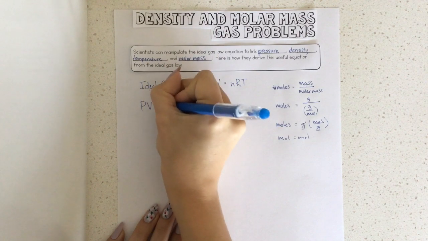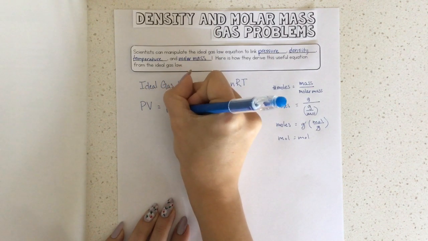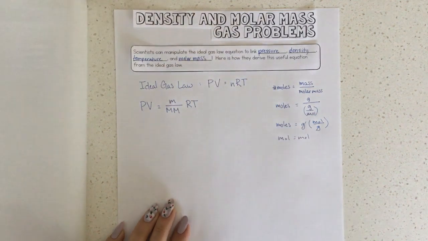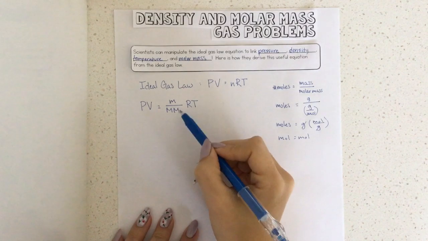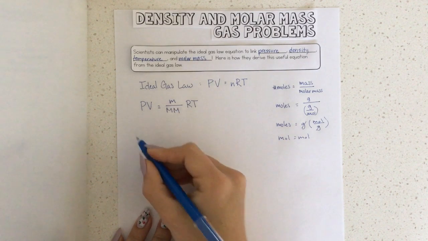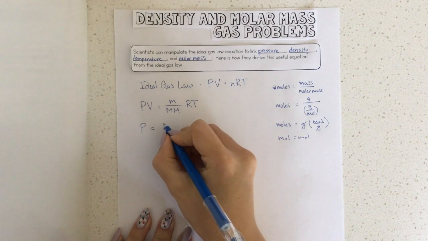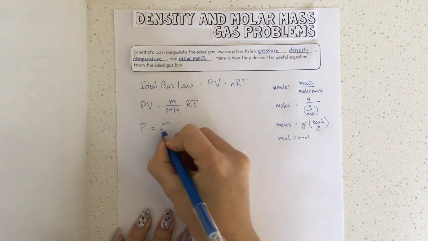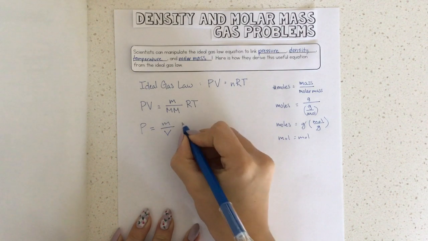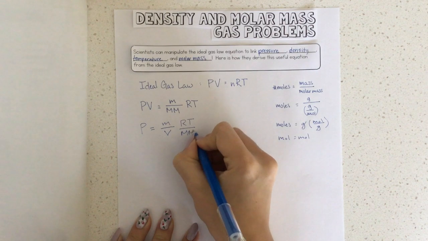So step 1, PV equals mass over molar mass, RT. We can almost see that density shows up here. There's mass, and we have volume. So we can rearrange this. So we have mass over volume here, RT divided by molar mass.